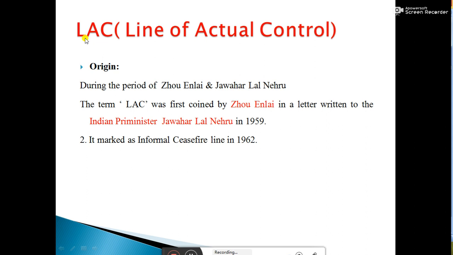There is another important line, the Line of Actual Control. It originated during the period of Zhou Enlai and the former Indian Prime Minister Jawaharlal Nehru. The term LAC was first coined by Zhou Enlai in a letter written to Indian Prime Minister Jawaharlal Nehru in 1959. It was marked as the informal ceasefire line in 1962.